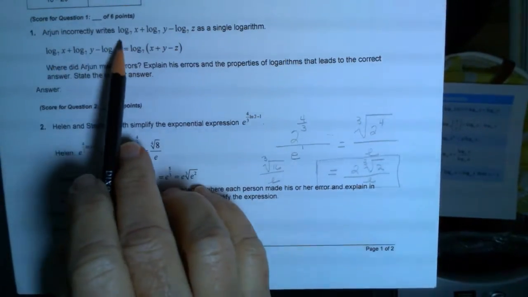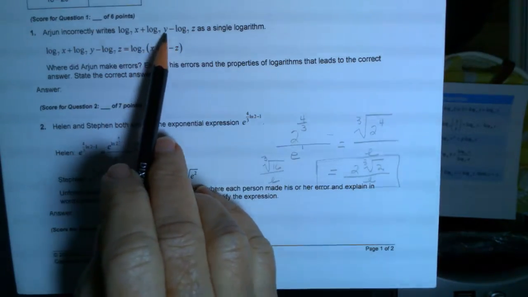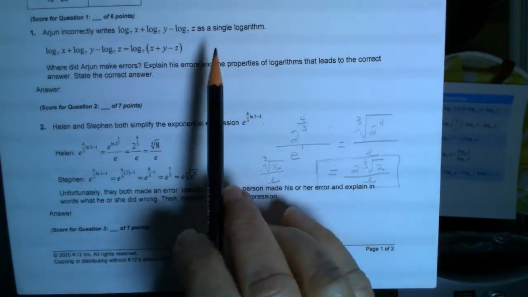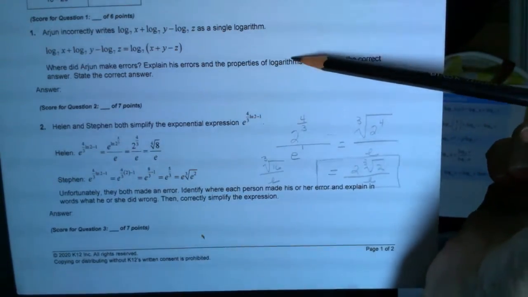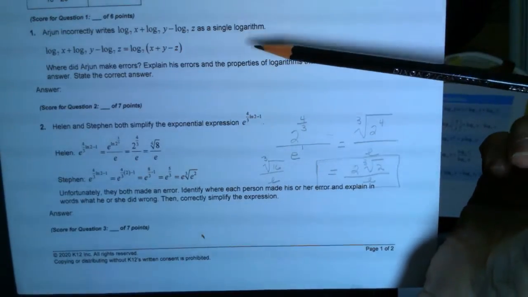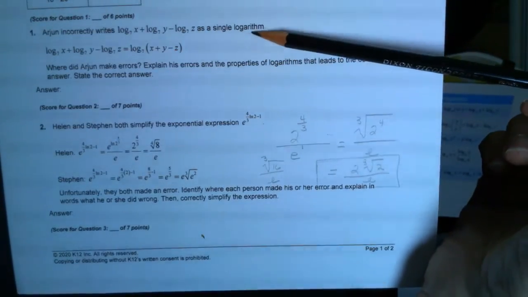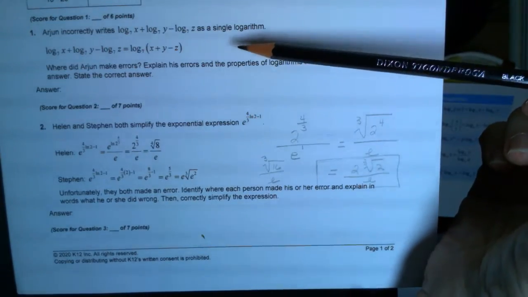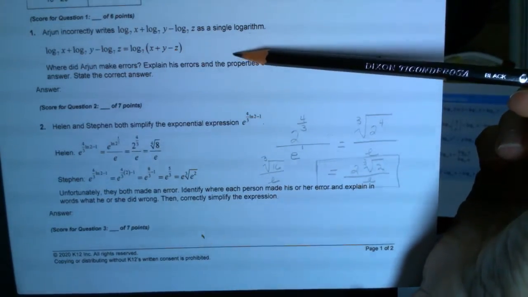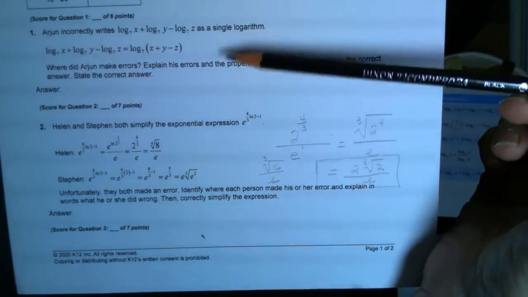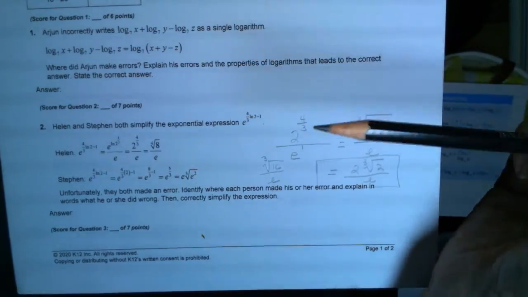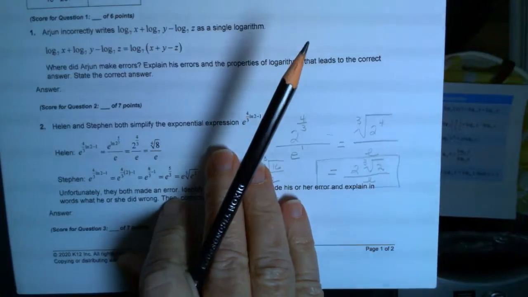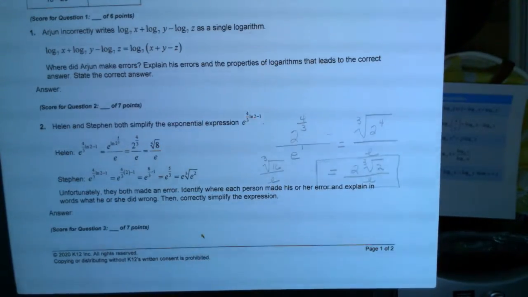Arjun incorrectly writes log base 7 of x plus log base 7 of y minus log base 7 of z as a single logarithm. Now, I do not want you typing at this level in this course. Please avoid typing your answers unless you have okayed it with me. If you have some kind of accommodations to type, we should be avoiding that unless you have special circumstances where you must type. You should be working on your own paper. So let me pull out some paper and show you what I mean by that.